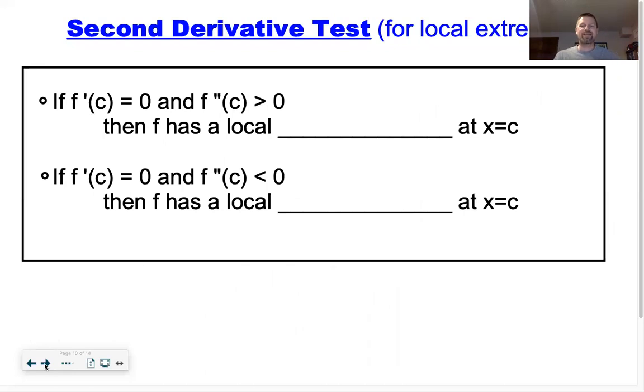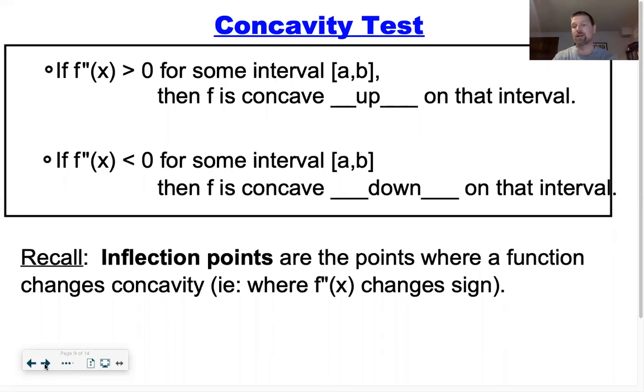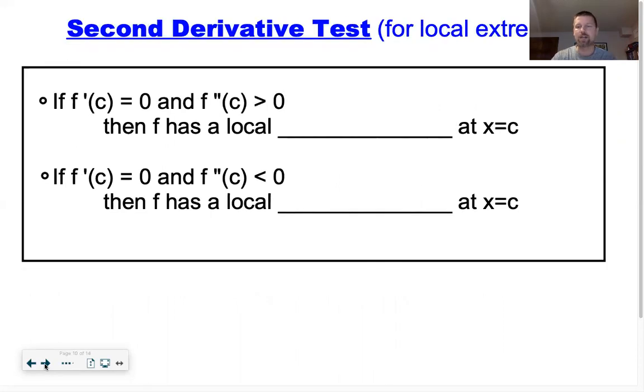There is a second derivative test for extrema, extrema being maximums and minimums. People tend to forget about this one. They tend to especially confuse it with a test for concavity because it has that word second derivative in it, and we use second derivatives to find concavity. Second derivative test, though, is actually a way of talking about a maximum.